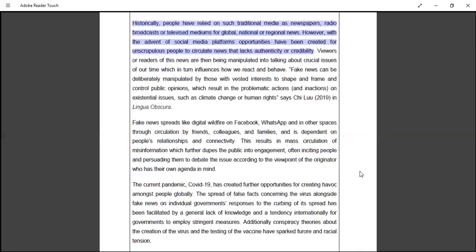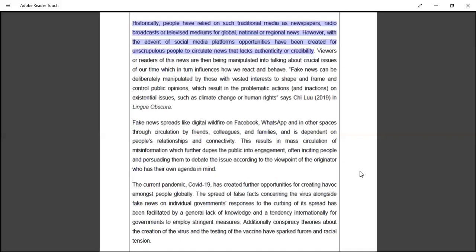Now, let's read this one. Historically, people have relied on such traditional media as newspapers, radio broadcasts, and televised mediums for global, national, or regional news. However, with the advent of social media platforms, opportunities have been created for unscrupulous people to circulate news that lack authenticity or credibility. Simple.